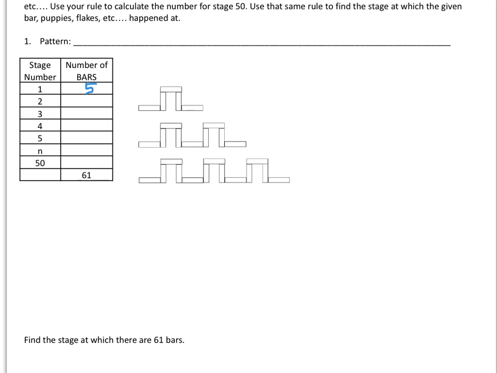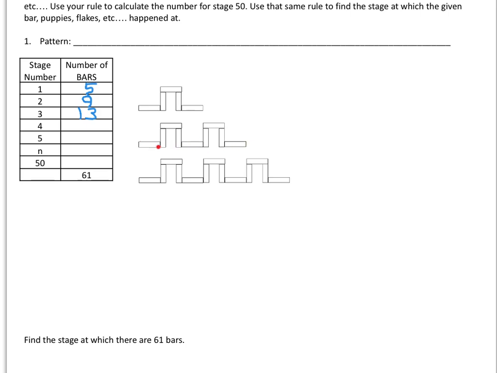On the second stage, why don't you try to fill it out? Well, that answer is 9 bars. We see we have the 1, 2, 3, 4, 5, same as before, and now 6, 7, 8, 9. We added 4 more, it seems like. How many are in the third stage? Well, we see that answer is 13 in total.